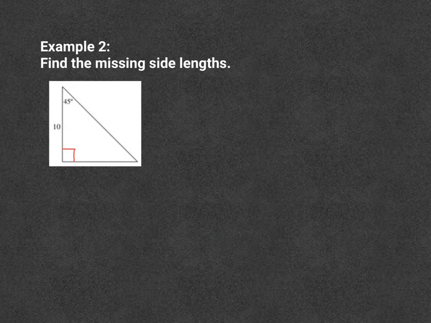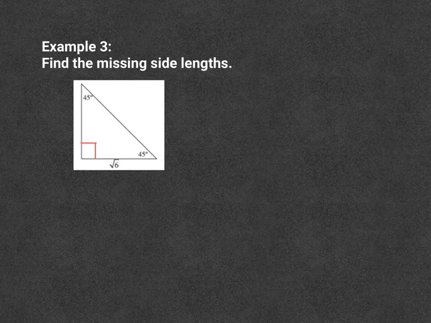Example number 2. Find the missing side lengths. I notice that I have two sides missing, one leg and the hypotenuse. However, I do know what the other leg is, so that means we have two legs that are equal in length because they are congruent. So this leg is 10 units long. Now the hypotenuse, I know that all I have to do is multiply the leg by radical 2. That means my hypotenuse is 10 radical 2. And those are the missing side lengths.